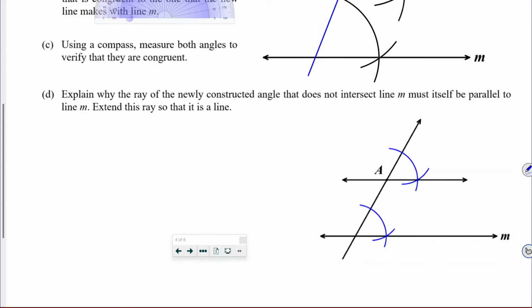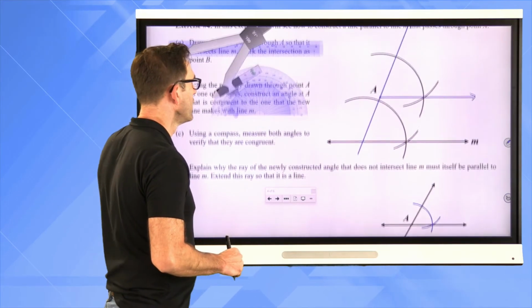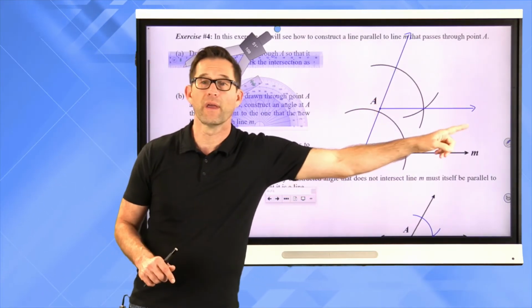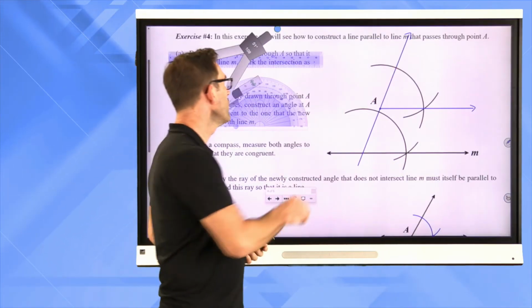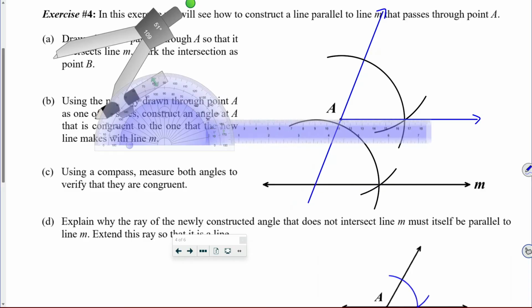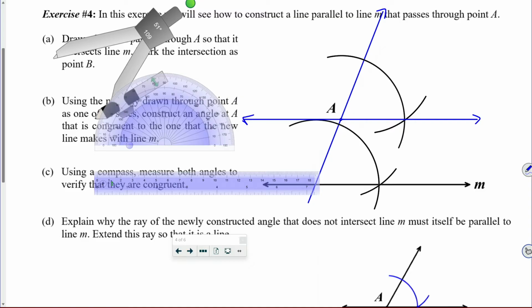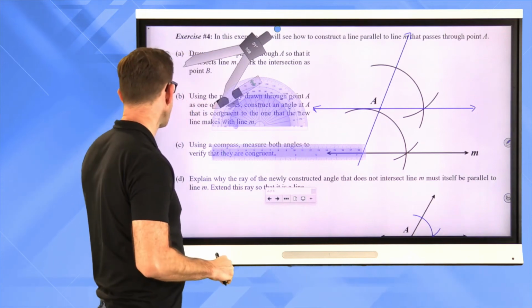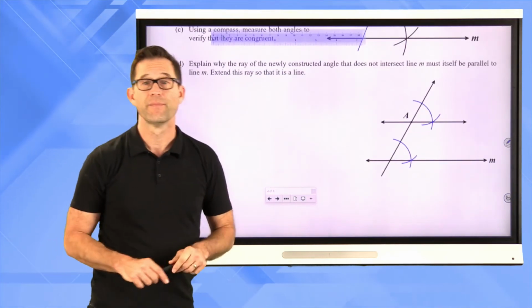Explain why the ray of the newly constructed angle that does not intersect line M must be itself parallel to line M. Extend this ray so that it's a line. In other words, up here, I constructed an angle. And we think about an angle typically as, okay, I have a vertex point and a ray, right? If I really want that parallel line business to go on, then what I'm going to do is extend this, so it's not just a ray, but a line. And now these two lines are definitely parallel, but let's talk about why that is in letter D.